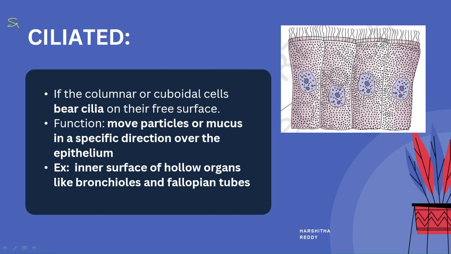Next comes the simple ciliated epithelium, where the columnar or cuboidal cells which bear cilia on their free surface are called ciliated epithelium. The function of the ciliated epithelium is to move particles or mucus in a specific direction over the epithelium, and it is found in the inner surface of hollow organs like bronchioles and fallopian tubes, where the movement of ovum is necessary.